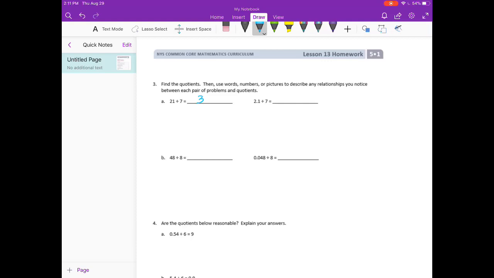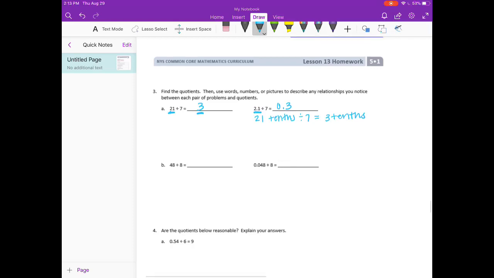2 1/10 divided by 7, that would be 21 tenths divided by 7 is equal to 3 tenths. So we would have 3 tenths. What I notice in here is that 21 is 10 times greater than 2 1/10, and 3 is 10 times greater than 3 tenths. So in part A, when 21 is 10 times greater, we get an answer that is 10 times greater.